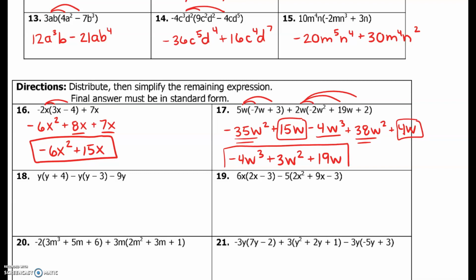All right, I'm going to finish 18 and 19 here with you. If you want to give 20 and 21 a try, you are more than welcome to, and we'll see how you do on those two, but I would like you to finish through 19 at the least.